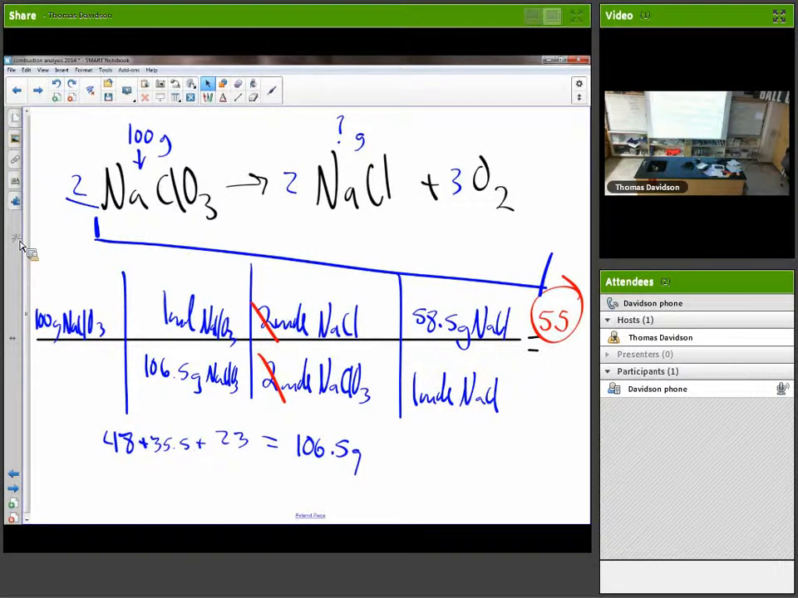Can you see why we spent a while on balancing reactions? If you can't balance a reaction, you can't really do one of these at all.